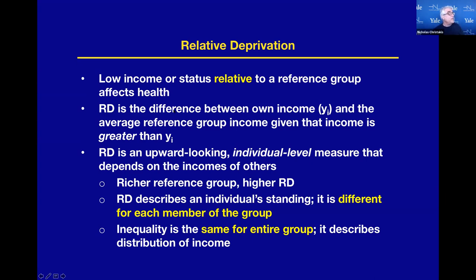And relative deprivation is the difference between your own income, Y sub I, and the average reference group income, given that income is greater than Y sub I. In other words, your reference group is people that are richer than you, and we're going to compare your income to the average of the people that are richer than you. Relative deprivation is an upward-looking, individual-level measure that depends on the income of others. The richer your reference group, the higher your relative deprivation.